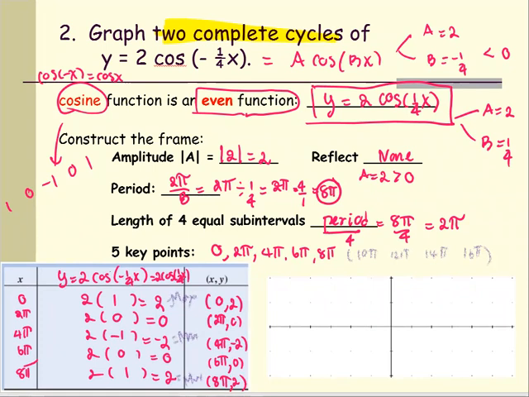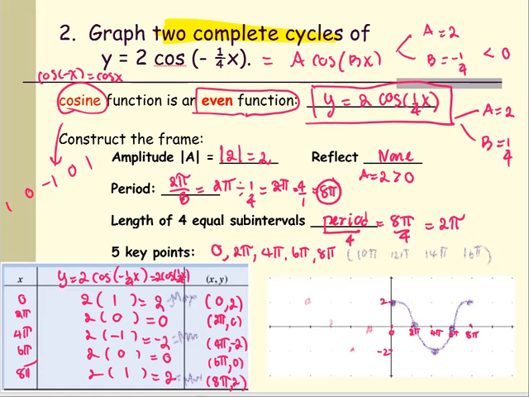With the increment of 2 pi, we need 4 equal subintervals: 0, 2 pi, 4 pi, 6 pi, 8 pi. The maximum is 2, so I will use 2 and negative 2. First ordered pair, 0, 2; next 2 pi, 0; 4 pi, negative 2; 6 pi, 0; 8 pi, positive 2. That's one cycle.